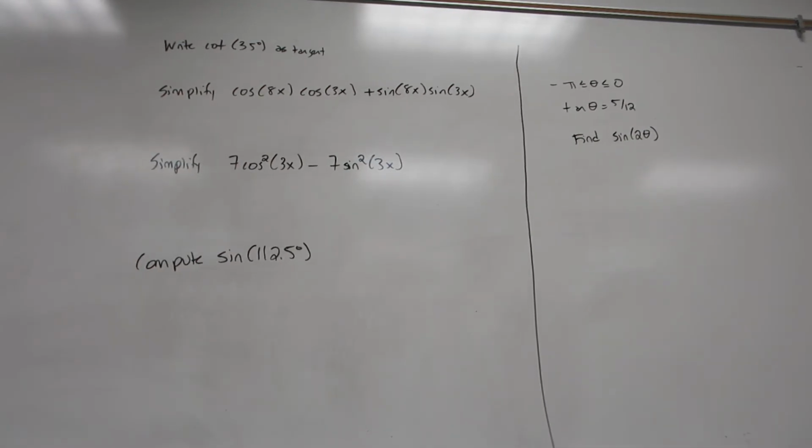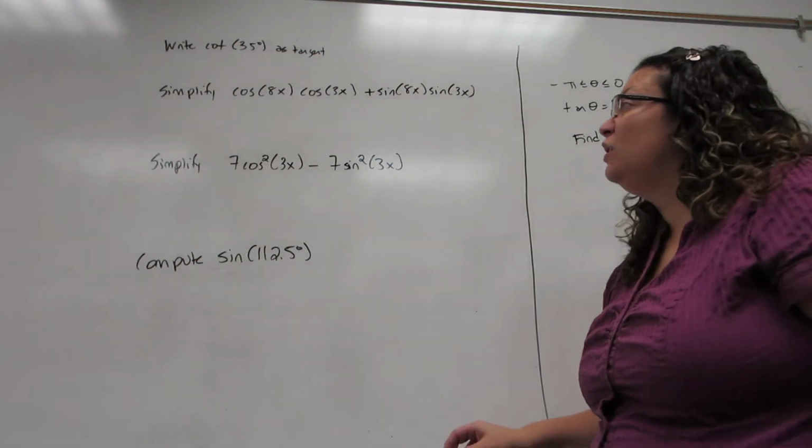Now that we have all the identities I'm going to go over, even though there are many, many more we could do, we need to make sure we can use them in specific examples. So I have a couple questions here, and we're going to go through and do our best to solve them.